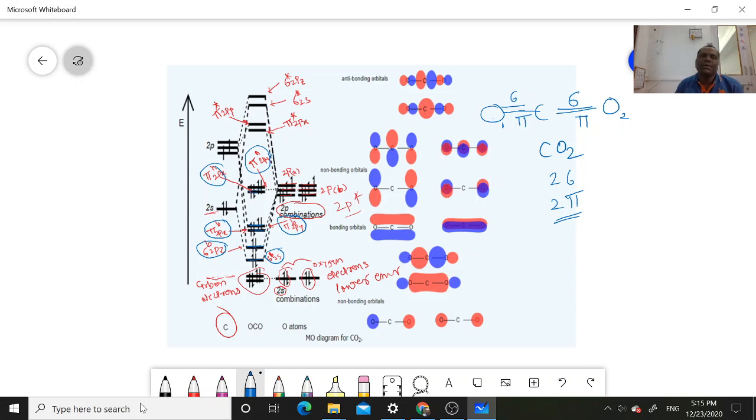I hope you have understood this diagram, but remember that the energy level diagram for this CO2 molecule is very important from your career point of view. Remember that.